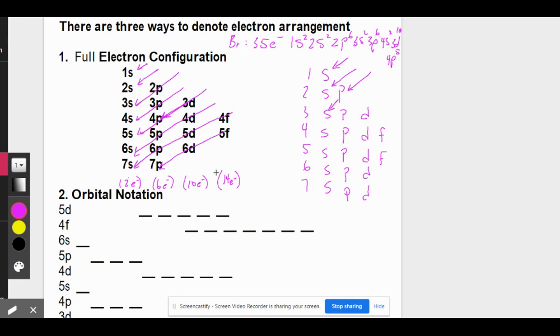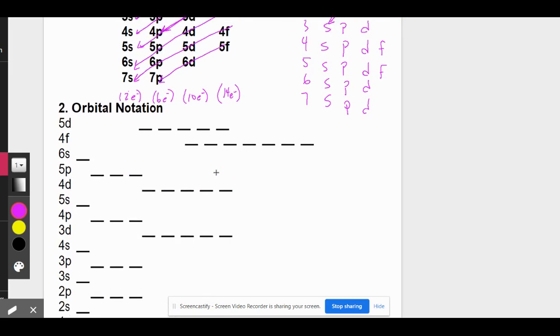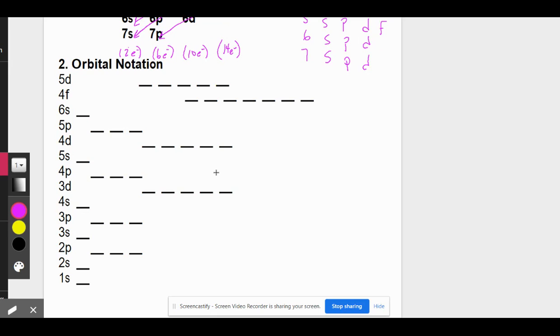All right, orbital notation. Instead of just writing 6s and remembering that 6s holds 2 electrons, we're going to actually draw a line for 6s representing that 6s orbital, and it will hold up to 2 electrons. So I could draw 6s, 1 up, 1 down. Those would be the outer electrons if the 6s was filled. Okay, so we are going to do an example.